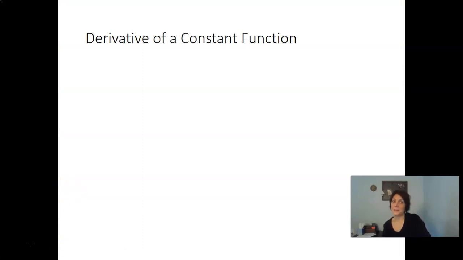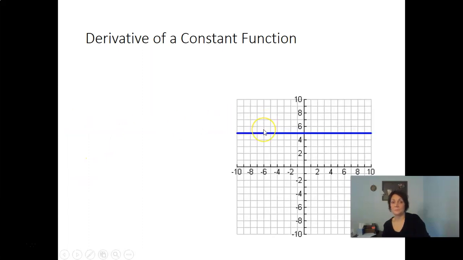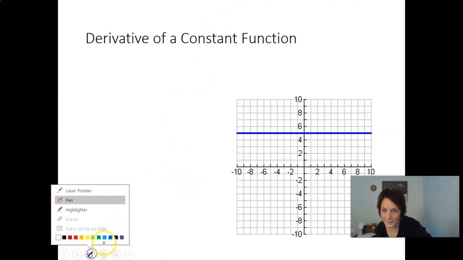Now let's think about this. A constant function like, say, this beautiful function here. Wait, I'm still writing with a white pen. This is not going to work.